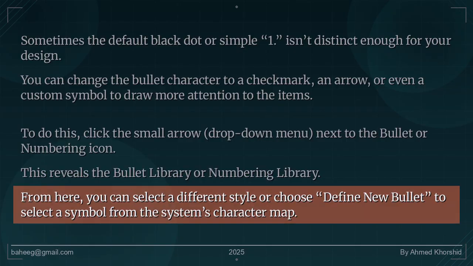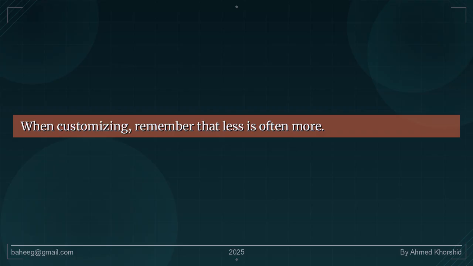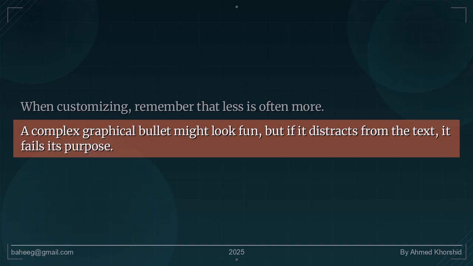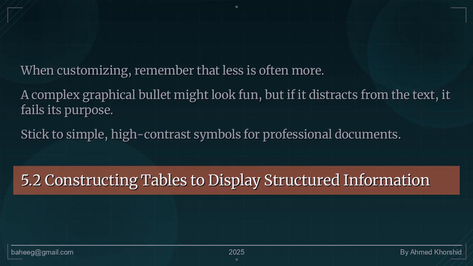From here, you can select a different style or choose Define New Bullet to select a symbol from the system's character map. Figure: the Define New Bullet dialog box open, showing a user selecting a distinct arrow symbol from the Wingdings font options. When customizing, remember that less is often more. A complex graphical bullet might look fun, but if it distracts from the text, it fails its purpose. Stick to simple, high-contrast symbols for professional documents.